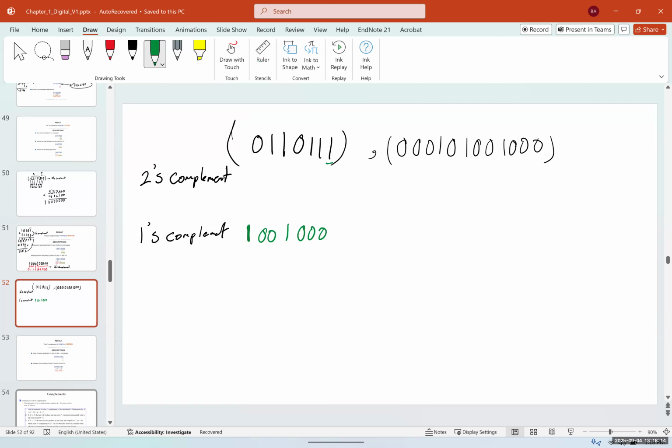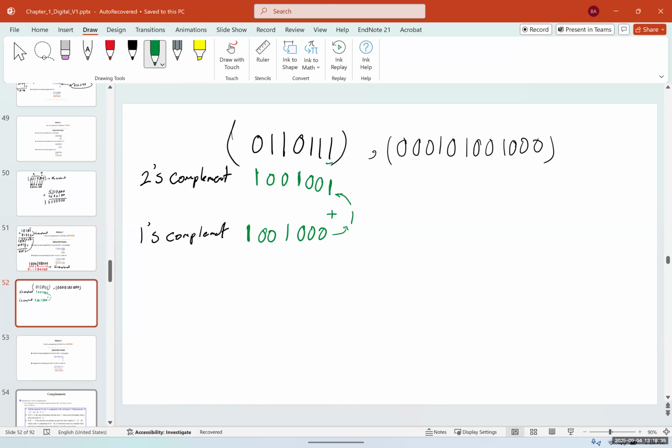We would keep the first one, the least significant one, and the rest is going to be basically the ones complement. We will replace the zeros with ones and ones with zeros. So the answer would be 1 0 0 1 0 0 1. And if we add 1 to the first complement, you would see that we get this second one, the twos complement.